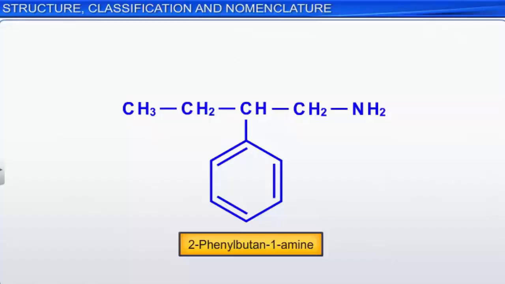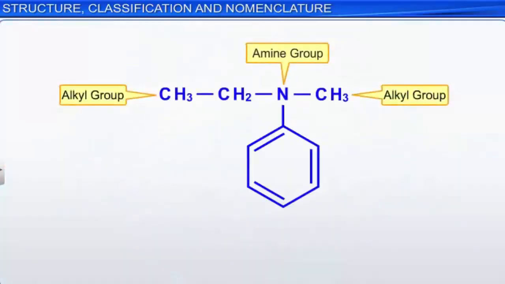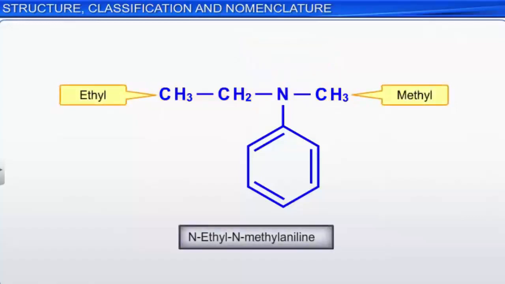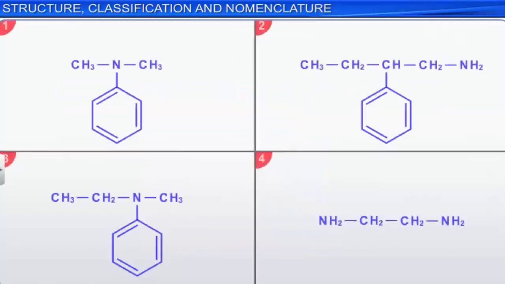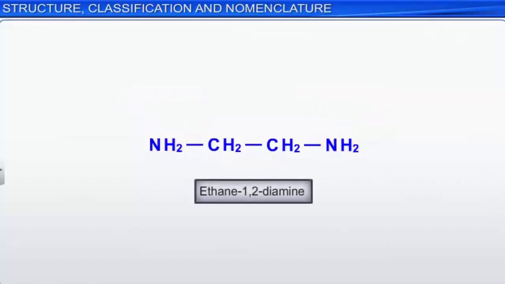In the third structure, an amine group is present on the benzene ring and alkyl groups are present as side chains. Hence, it can be named N-ethyl-N-methylaniline. In the fourth structure, as two amine groups are present on the two adjacent carbon atoms, the compound can be named ethane-1,2-diamine.